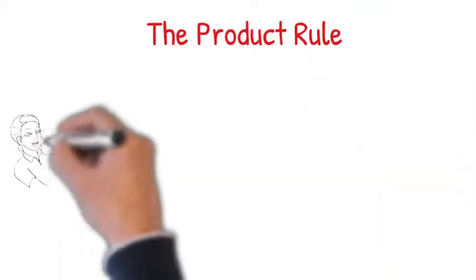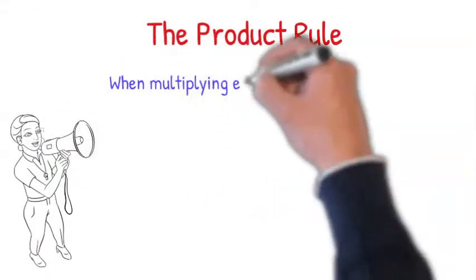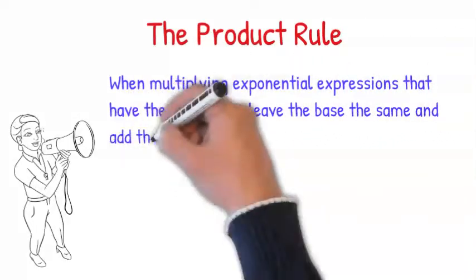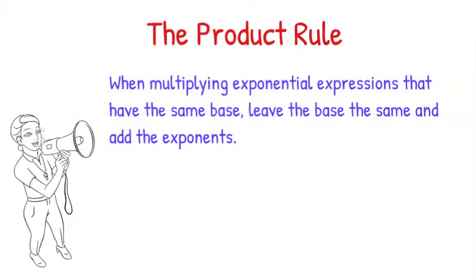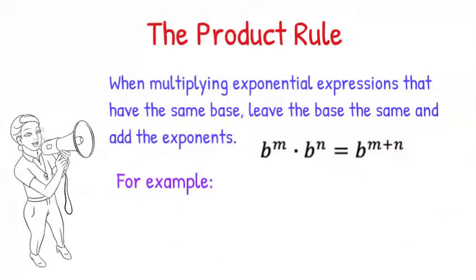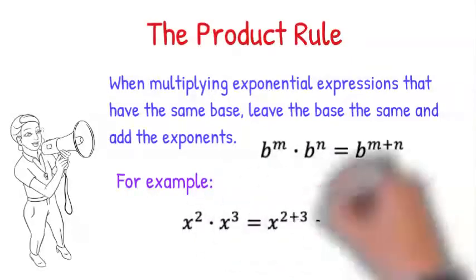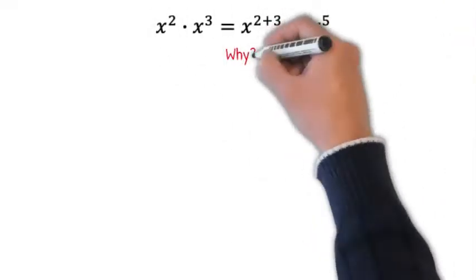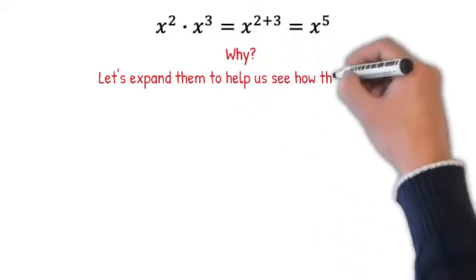For example, the product rule. When multiplying exponential expressions that have the same base, we leave the base the same and add the exponents. b to the m times b to the n equals b to the m plus n. For example, x to the 2 times x to the 3 equals x to the 2 plus 3 equals x to the 5. Why? Let's expand them to help us see how this works.